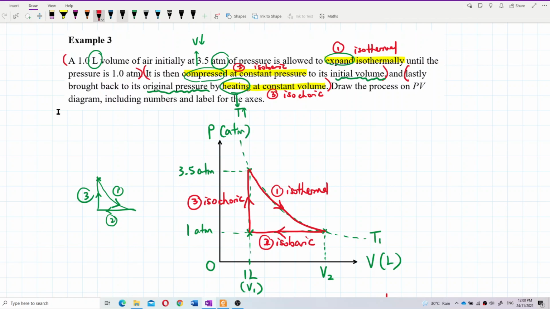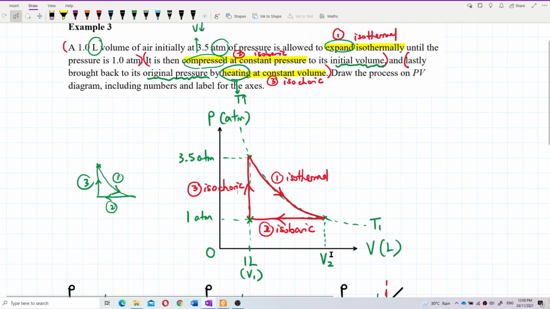Okay, so I have all the values. I don't have this one yet. If I don't have, you cannot just leave it out. This is pressure 3.5, 1 atmospheric pressure. This is 1 liter. What is this volume? So what you need to do is find out what is this volume. So you use what? This is an isothermal process.